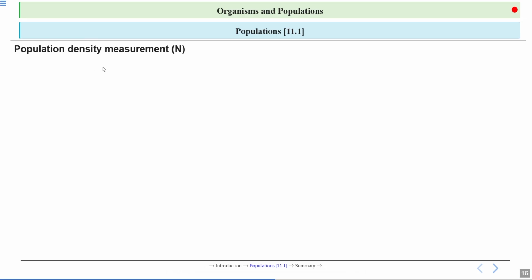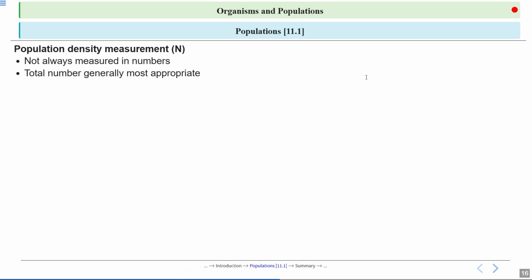Okay. How can you calculate population density? So let's talk about population density measurement. It is not always measured in numbers. This is important because sometimes the sheer number of organisms does not give you the full picture. For example, the impact of a single large predator might be more significant than a large number of smaller prey.